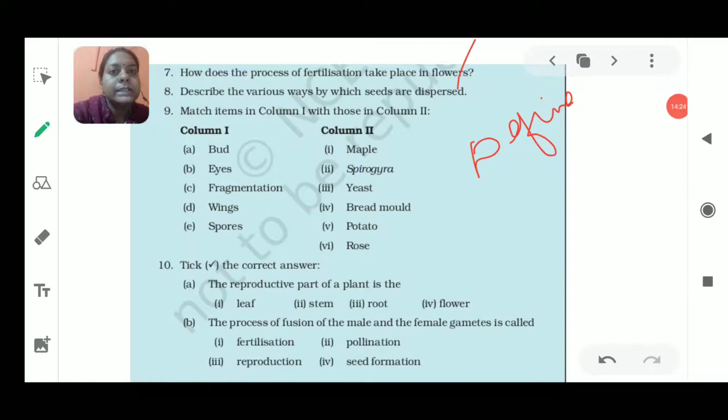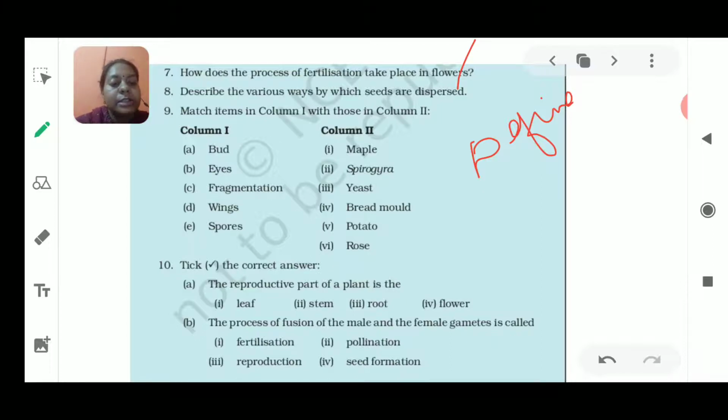Here fertilization takes place as the fusion of male and female gametes occurs inside the ovary, where a new structure is formed that is known as the zygote. The zygote divides to form the embryo. Then it develops in the form of seeds, and those seeds are responsible for the development of the new plant.